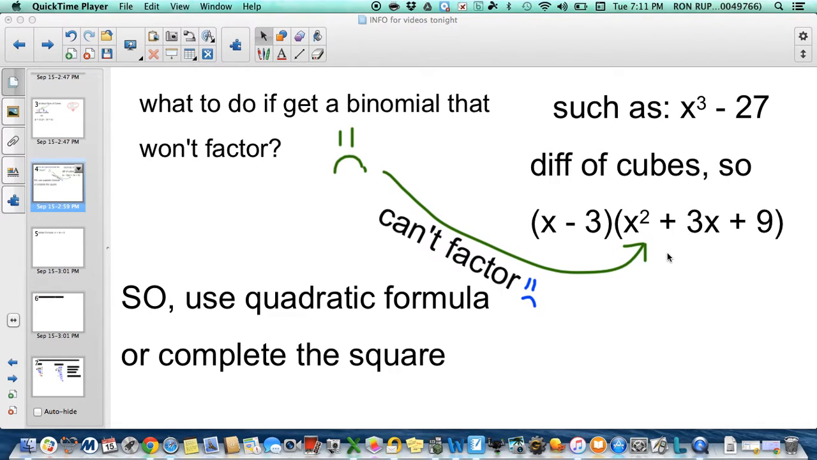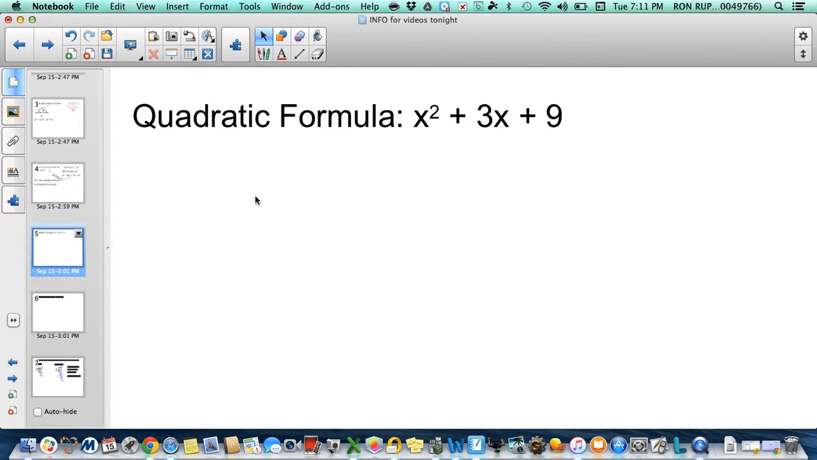So if you can notice, this can't factor. There's nothing that multiplies to give you 9 and adds to give you 3. So we have to use the quadratic formula or complete the square. So first, let's use the quadratic formula.